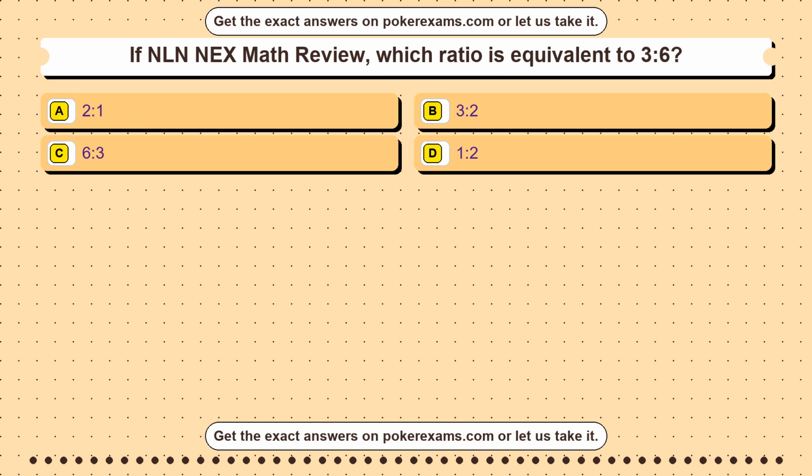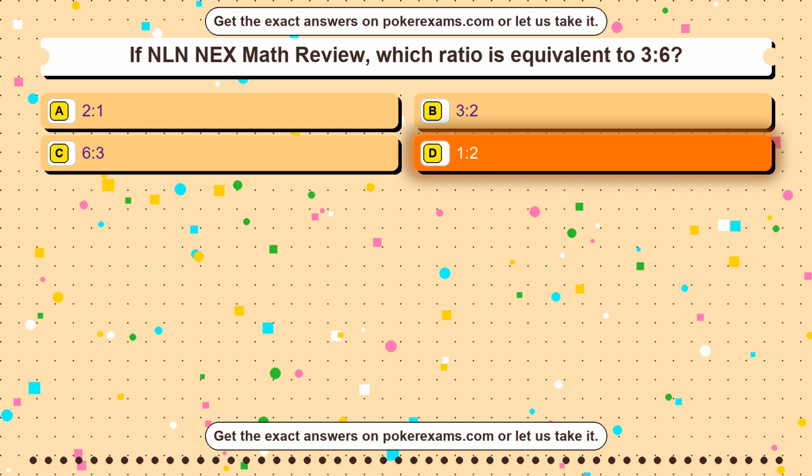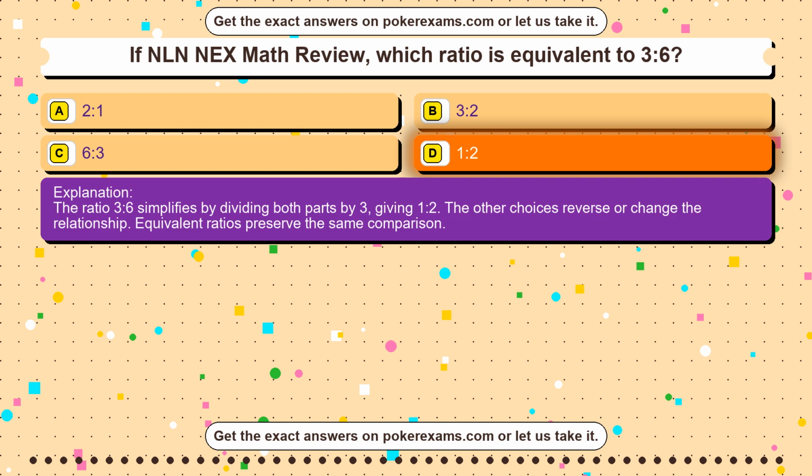Question 30. If NLN NEX Math review, which ratio is equivalent to 3:6? Option A. 2:1. Option B. 3:2. Option C. 6:3. Option D. 1:2. The correct answer is option D. 1:2. The ratio 3:6 simplifies by dividing both parts by 3, giving 1:2. The other choices reverse or change the relationship. Equivalent ratios preserve the same comparison.